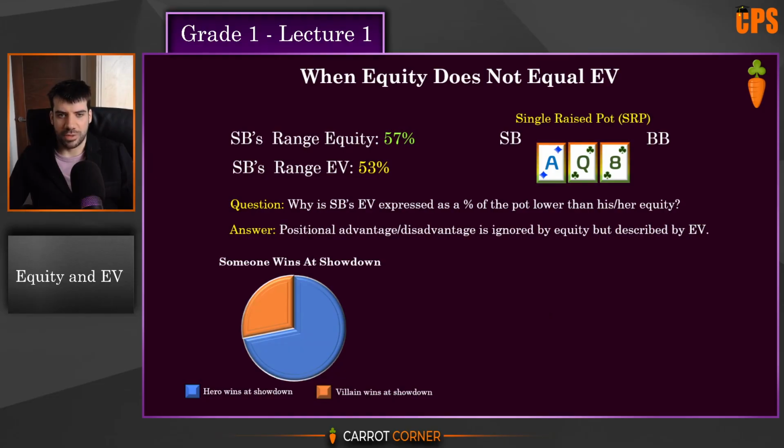Here's a pie chart that demonstrates how often, when someone wins at showdown, it's hero compared with villain. Let's say that hero is in the small blind here, villain in the big blind. So the times that someone wins at showdown, it's usually hero. That doesn't mean that hero has this much equity. The equity is not that high, it's only 57, not 73 or whatever this is.